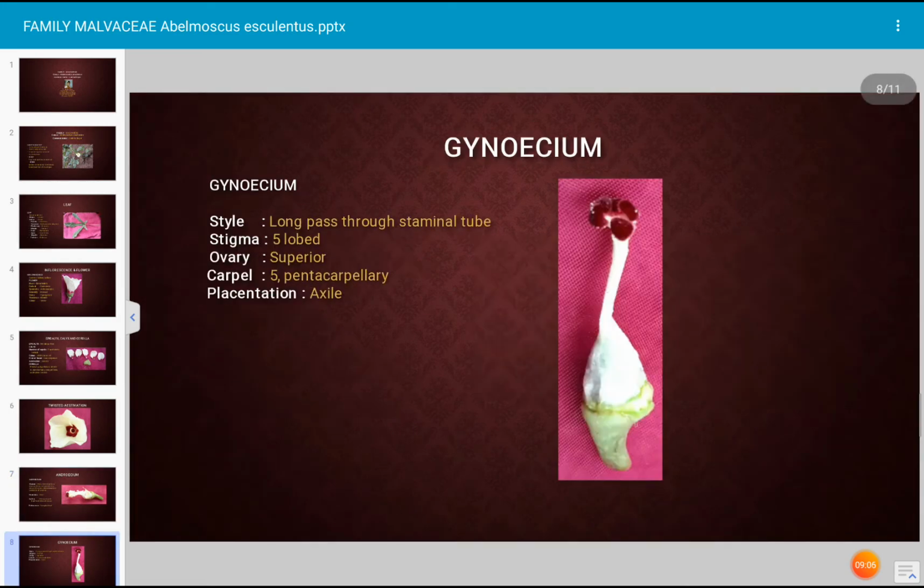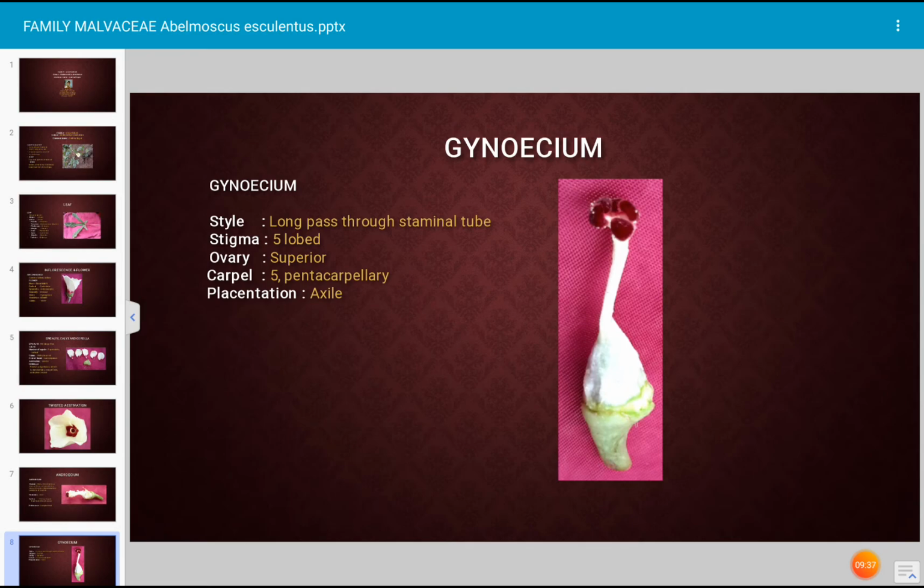Next slide. This is the gynoecium of Abelmoschus esculentus, family Malvaceae. Gynoecium consists of ovary, style and stigma. See, a typical characteristic is that the style is long and passes through the staminal tube, and the stigma is 5 lobed. There are 5 lobes of stigma at the top of the style, and the ovary is superior.